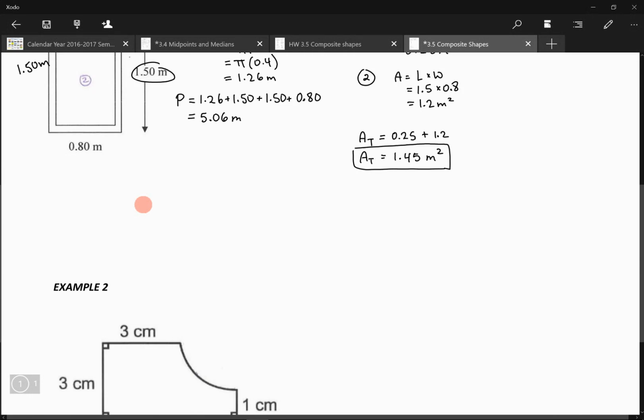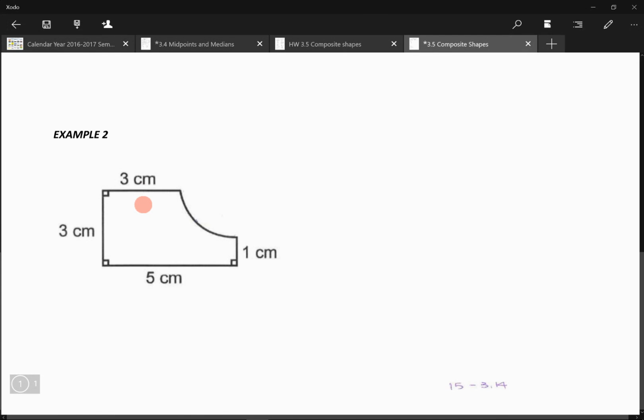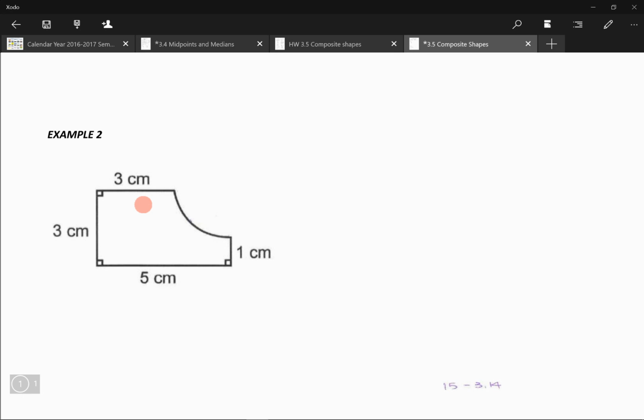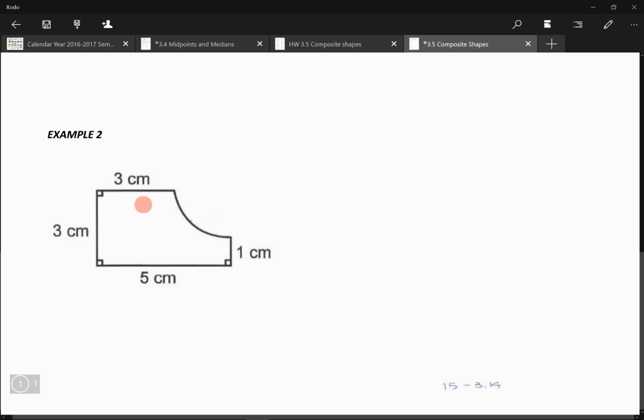On to example number 2. So here I have an interesting composite figure. The strategy I might choose to, well, let's look at perimeter first. So what I need to do for perimeter is, I have every single value for the straight edges here, but what I don't have is this arc, right? This circular portion.